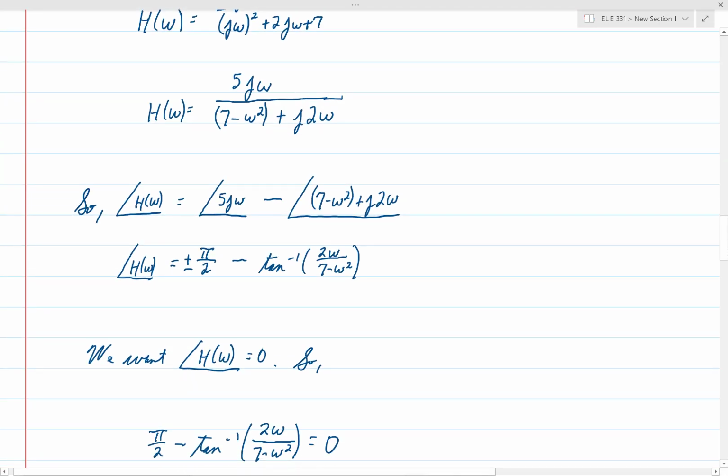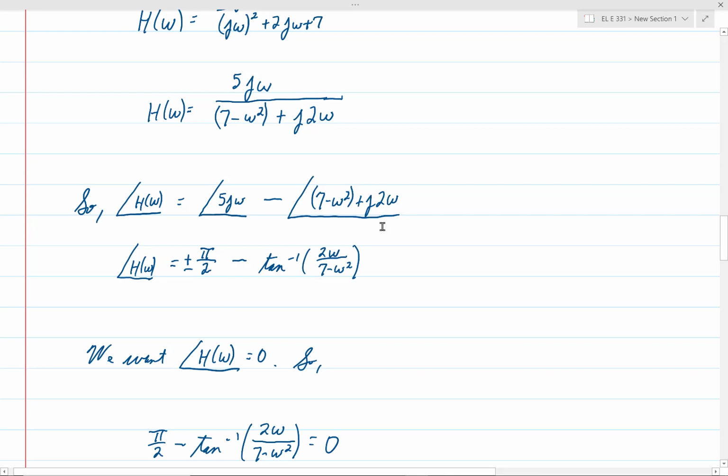Now let's look at each one of these terms. Again, this is the phase of h of omega, but this term right here, the phase of 5j omega: if omega is positive, that lies on the positive imaginary axis, and if omega is negative, it lies on the negative imaginary axis. So that means that the phase of this is plus or minus pi over 2. We take the plus sign if omega is positive, and the negative sign if omega is negative.